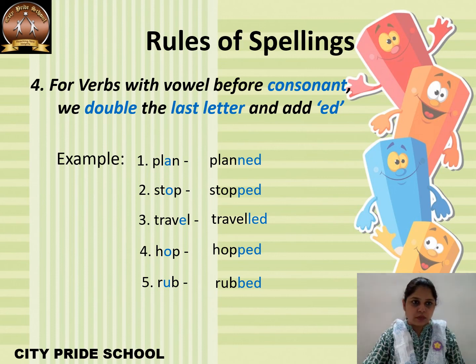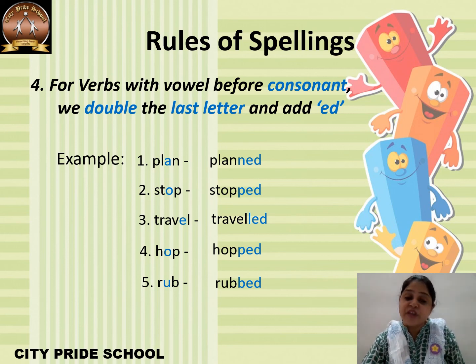Very good, children. But children, also remember that if we have a vowel and then the consonants W, Y or X, so for example, if we have a vowel and then later on we have a consonant like W, Y or X, at that time we don't double the last letter for making the past tense. For example, the verb stay. We have a vowel and plus we have a consonant Y. So at that time we simply add ed. We don't double the last letter.